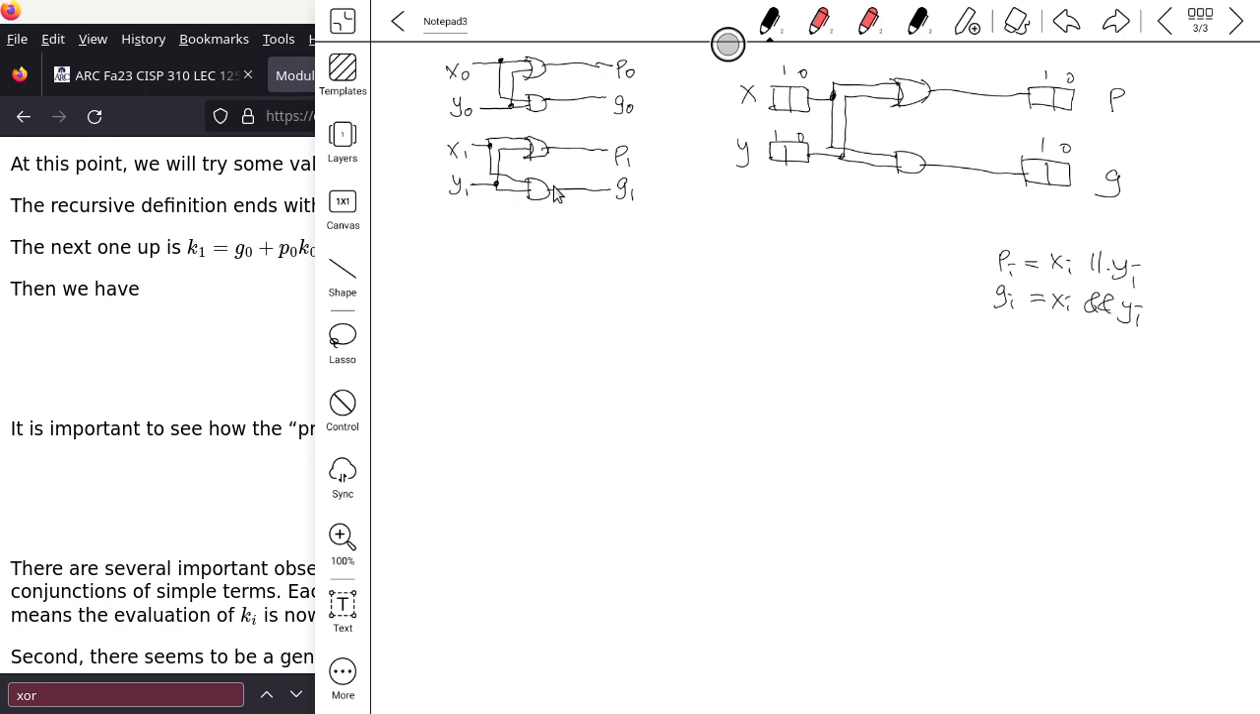Is that okay? The amount of time between when all the X, Y inputs are available and when the P and the G terms are available is called a propagation delay. Propagation delay. And from here on, I'll just abbreviate it to PD.